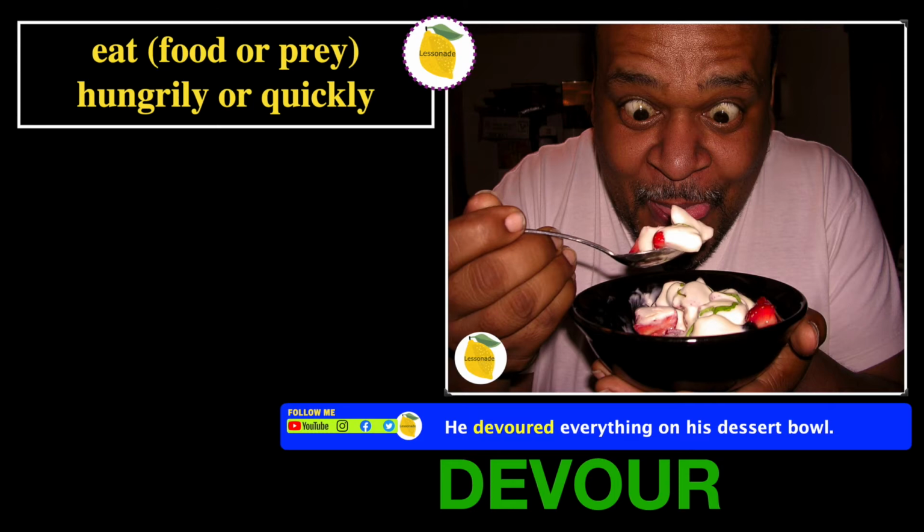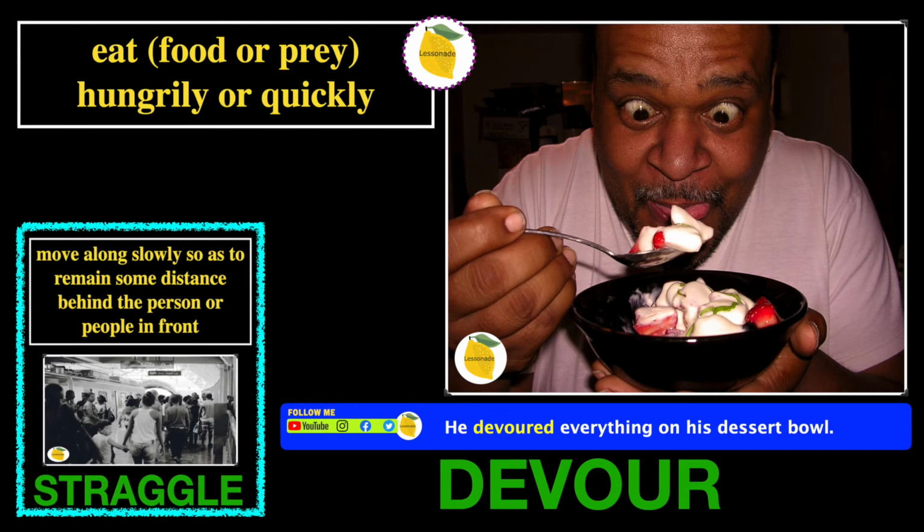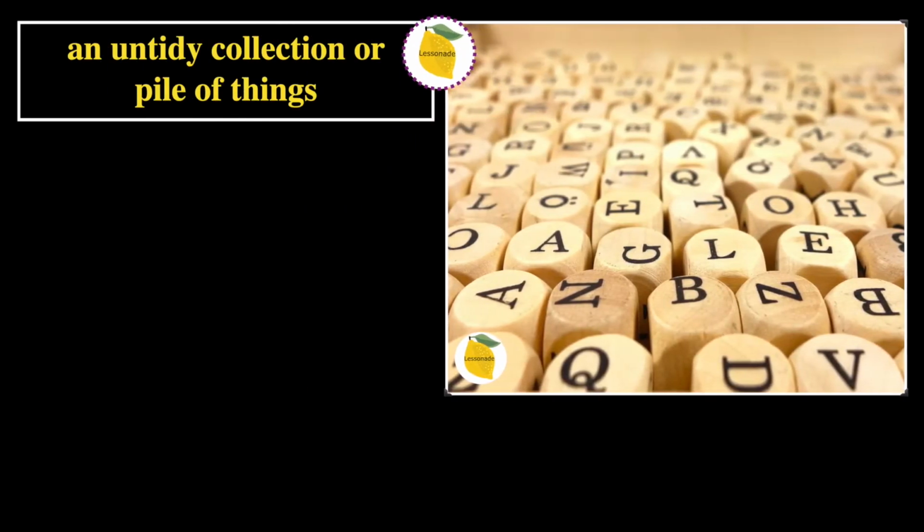So once again, before we go on to the next one, let's try to recall the previous slide. And the previous slide is straggle. Let's go on to the next one. Next one is an untidy collection or pile of things.